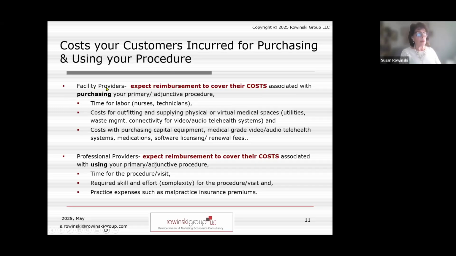So if we look at facility providers, they expect to be reimbursed to cover their costs. Well, what are their costs for purchasing and using your procedure? Time for labor, costs. So we have cost time, we have costs for outfitting and supplying physical and virtual medical spaces. And when we say outfitting and supplying, that's utilities, waste management, connectivity. We have costs for purchasing capital equipment, medical grade video and audio telecommunication systems, medication, software licensing, renewals. That is, facility providers incur what we call infrastructure costs and purchase your procedure or your technology. And as a result, expect to be reimbursed for purchasing and using your technology because they have incurred these costs.